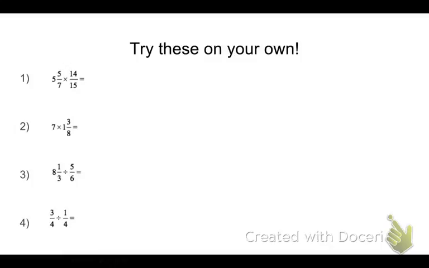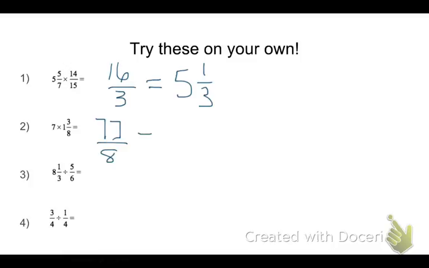The answer to number 1 is 16/3, which when you simplify or turn into a mixed number is 5 1/3. Number 2, the correct answer is 77/8. When you divide it to turn it into a mixed number, you get 9 5/8.